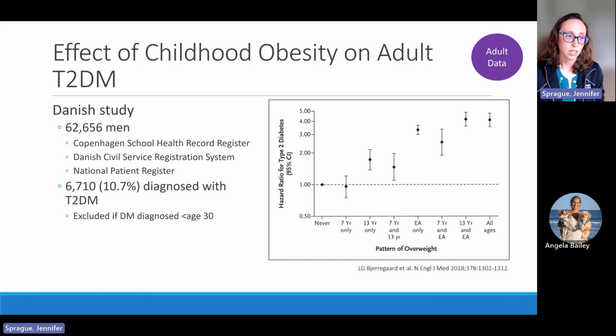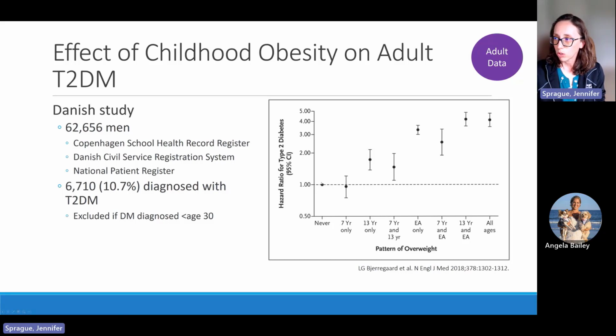They excluded individuals who were diagnosed with diabetes if less than age 30 because they didn't want to misclassify type 1 as type 2, but that may have influenced the total number of type 2s who were diagnosed, just because we know that young adults and adolescents can get diabetes. And so in this graph, we're looking instead at hazard ratio instead of incidence.